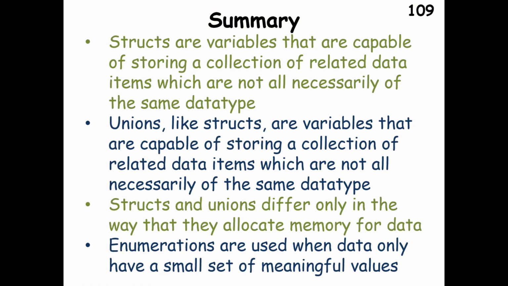And enumerations, or enums, are used when a variable can only take on a small set of meaningful values. They provide a way to define named constants within a program, making the code more readable and understandable. For example, you can use enums to represent the days of the week or the suits in a deck of cards. So in conclusion, structs, unions, and enumerations are essential tools for organizing and working with data in C programming. And by understanding how to use these concepts effectively, you can write more efficient and maintainable code.